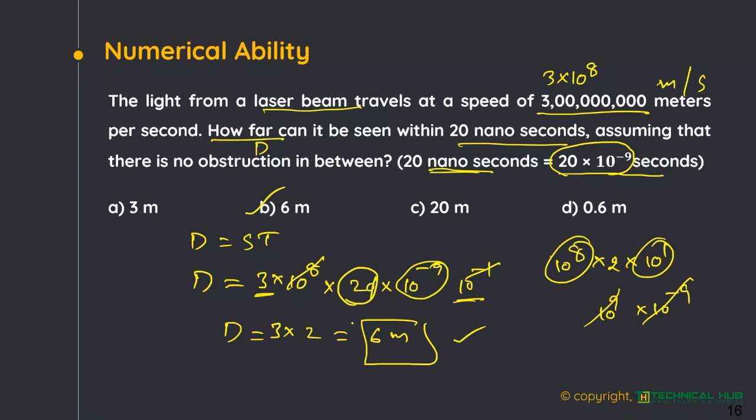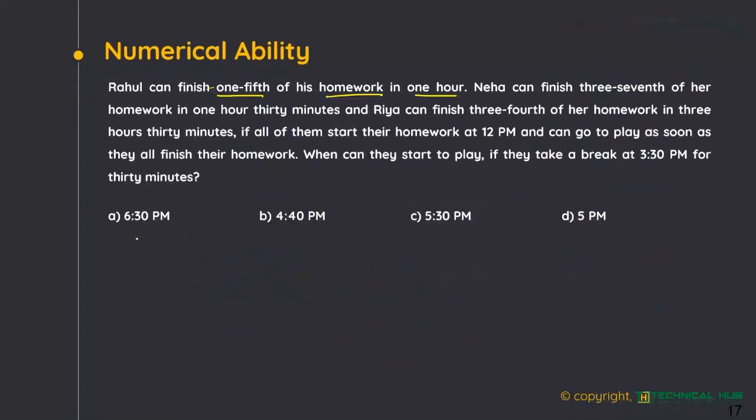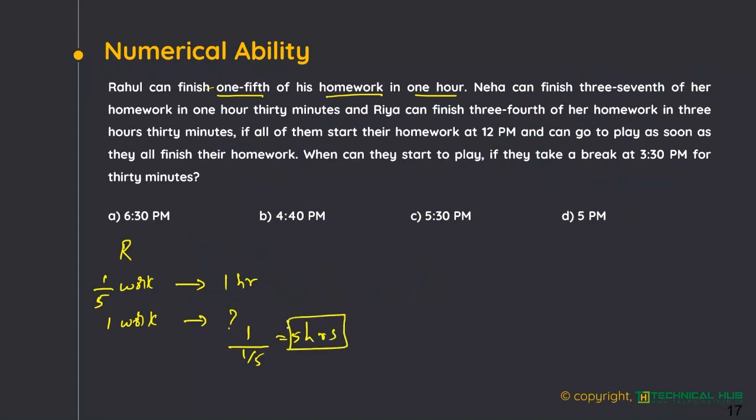Option B. Last question. See here. Rahul can finish 1/5 of his homework in 1 hour. Guys, listen carefully. Rahul can finish 1/5 of the work in 1 hour, right? Total work is always one. One work is equal to how much time? So 1 divided by 1/5 is equal to 5 hours. In order to complete the entire work, it will take 5 hours for Rahul. Rahul's total time period is 5 hours.